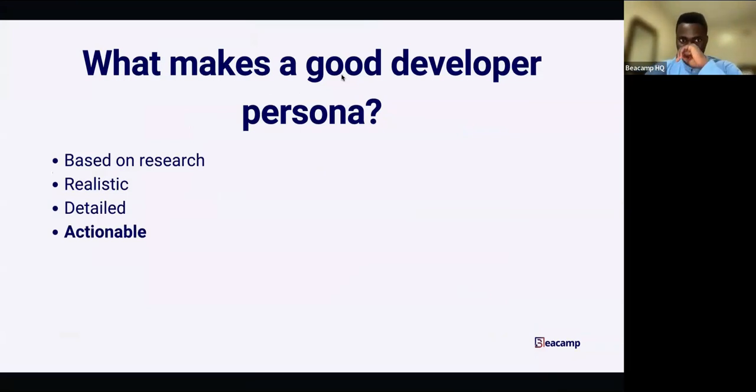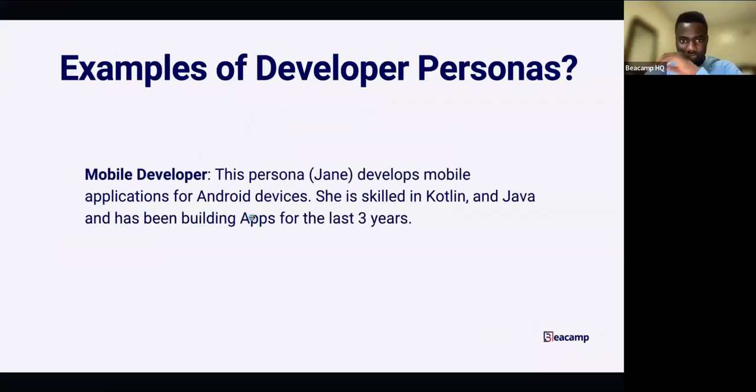An example of a good developer persona is a very simple persona. This person, Jane, is the name we're going to call the developer, is a mobile developer. She develops mobile applications for Android devices, which means her niche is mobile Android development. She uses Kotlin and Java to build her apps. She has been building this app for 3 years.